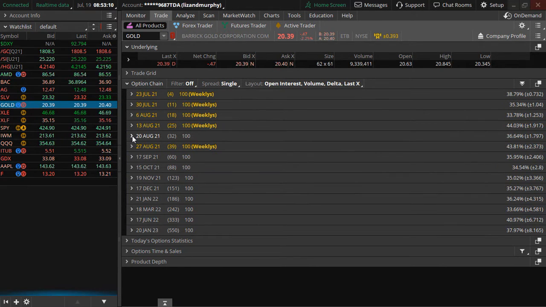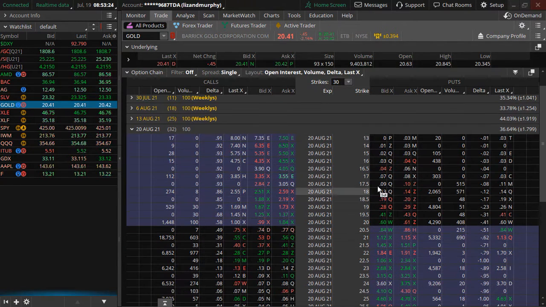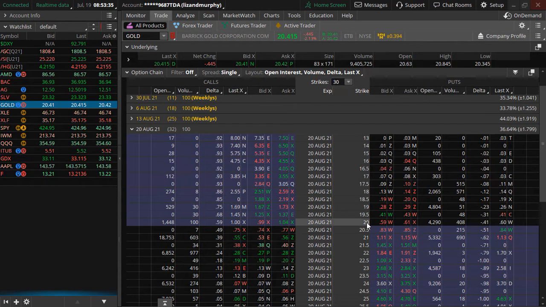If I wanted to see even further away, I would go to the next monthly expiration, which is always the third Friday of every month. And next month just happens to be on August 20th. And you could see for puts, we've got some decent stuff right here. You can go ahead and play that. That's beautiful. The spread is very tight, 59 to 61. Go ahead and play the 20 put.